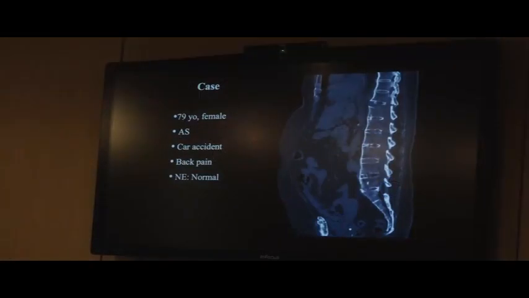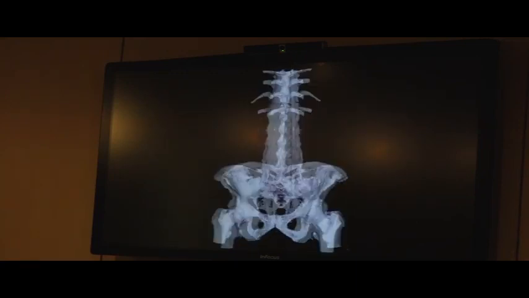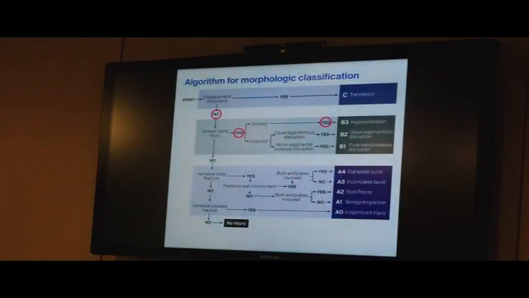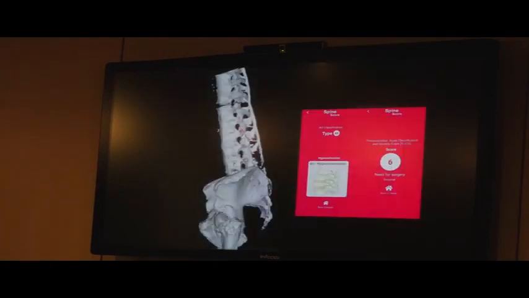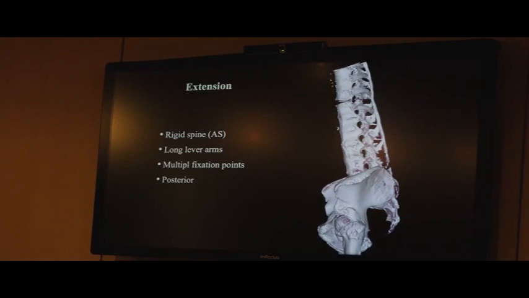This is a case example. This patient was 79 years old, has ankylosing spondylitis, had a car accident, and has back pain. You see there is a disc rupture here, coming to the posterior part. So when you see the images, this is the 3D. If you apply the application, the score is 6. So we need surgery, and what we have done here, this was a special case.